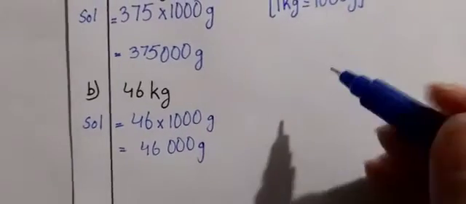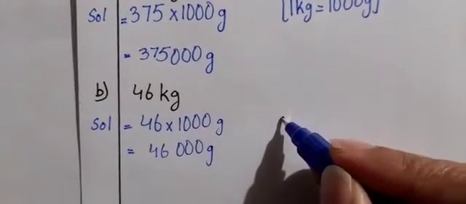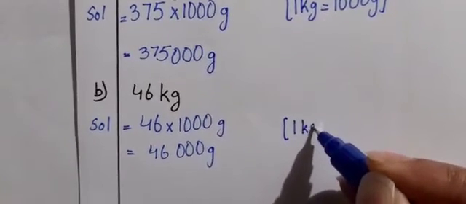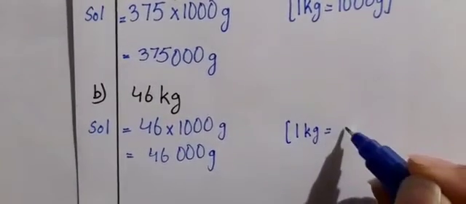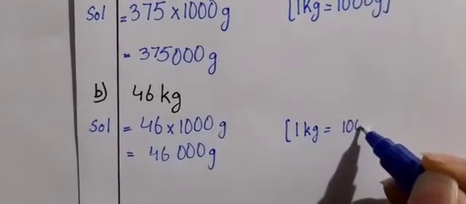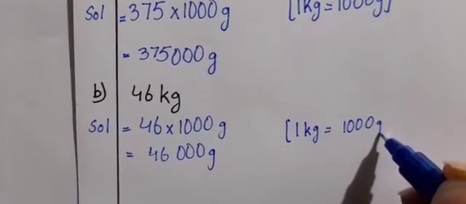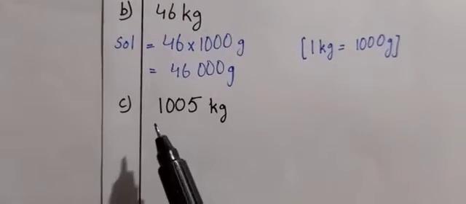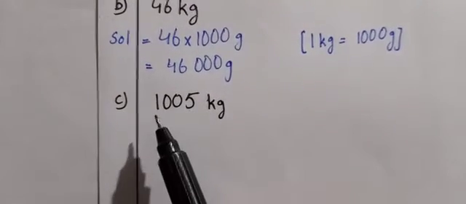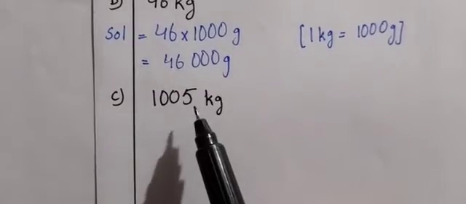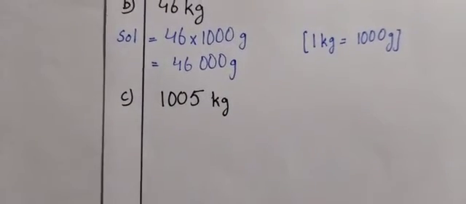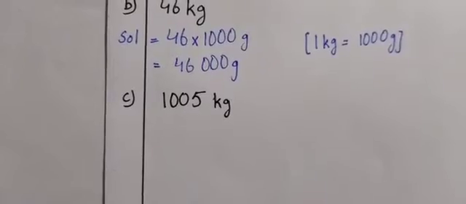Commas are now not in trend. Here you can again write 1 kg equals to 1000 grams. Okay, bracket closed. After doing part B, we will move toward part C, and it is 1005 kilograms. Boys, I am leaving this sum to you. You have to do it by yourself.